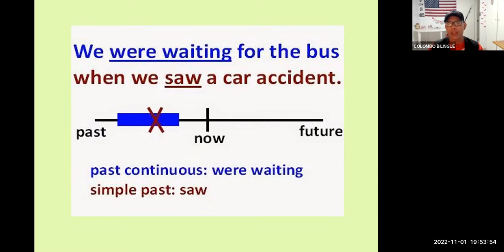What is the one that is in process here? Teacher, we were waiting for the bus. That was what was in process. We were waiting for the bus at the bus stop when suddenly we saw a car accident. Obviously, that interrupted the first action, because the first action was that we were waiting for the bus.